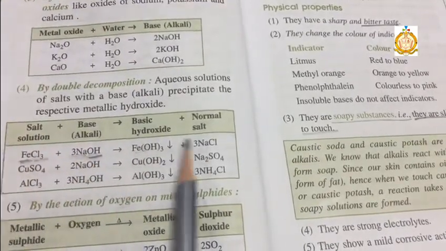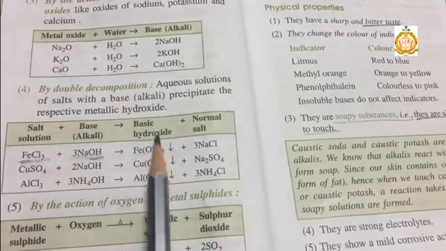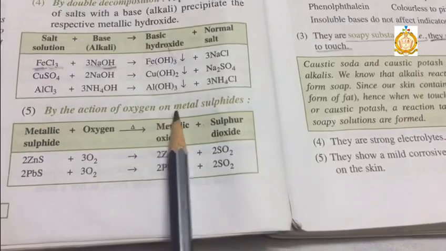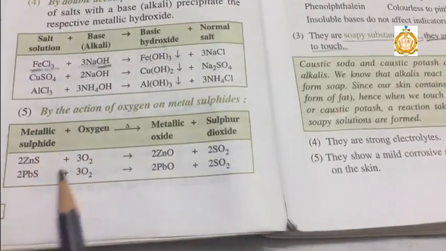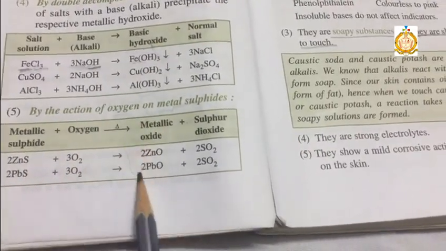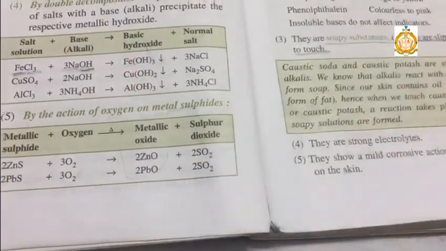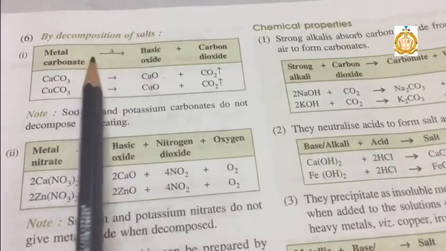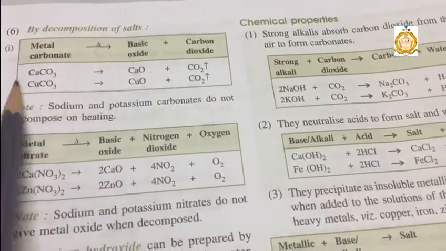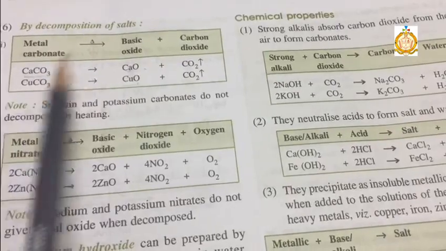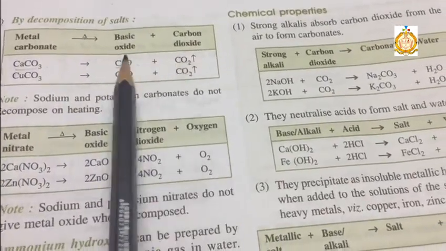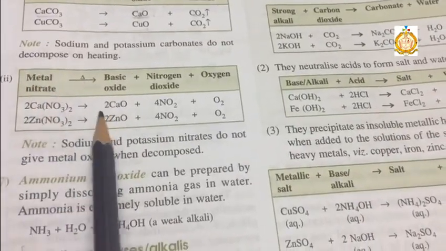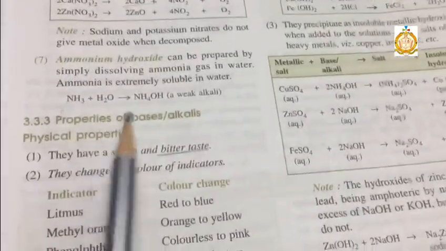So these kinds of reactions are called double decomposition reactions, and here basic hydroxides are formed. Next, by the action of oxygen on metal sulfide. These are metal sulfide, oxygen, metallic oxide, basic oxide, and sulfur dioxide is the side product. By the decomposition of salt in the presence of heat, calcium carbonate decomposes into calcium oxide and carbon dioxide. This is a basic oxide. Then by the decomposition of metal nitrate, basic oxides are formed.